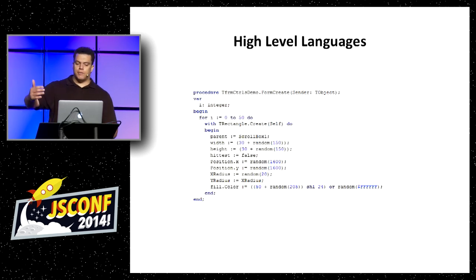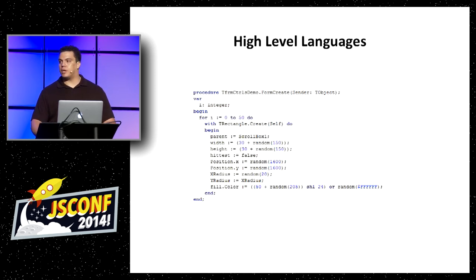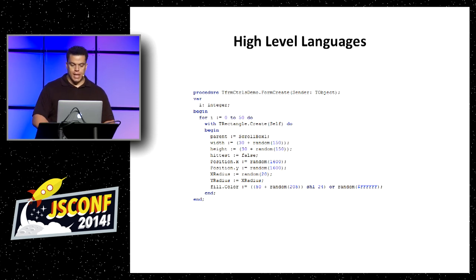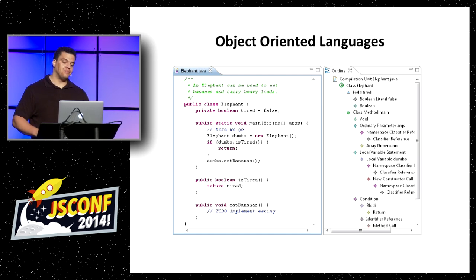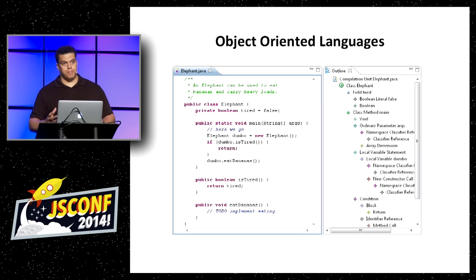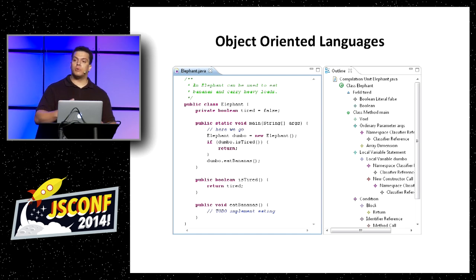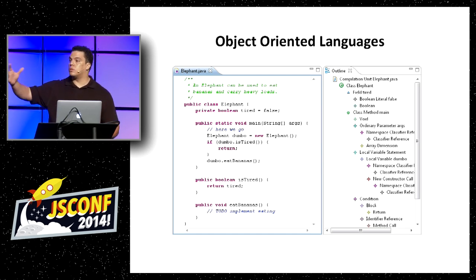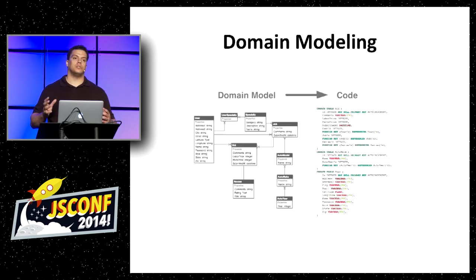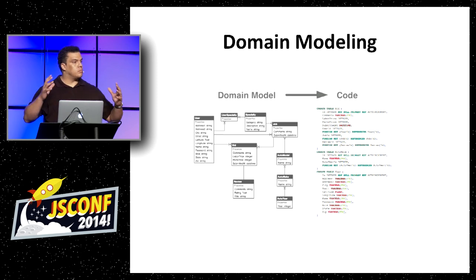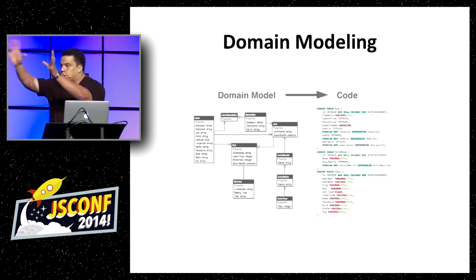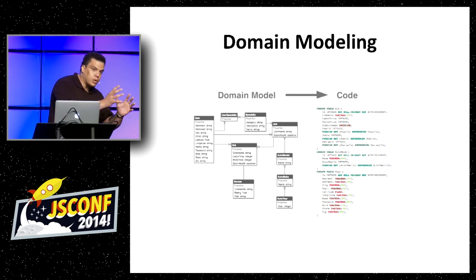Then we got even higher-level languages that allowed you to express things that were, again, more human and more natural. And that led us up to object-oriented languages. Now, the purpose of object-oriented languages is that you can use them to represent real-world stuff, but in code, by creating computer models. And domain modeling is the methodology, if you will, of taking something that you see in the real world and making a computer model of it.